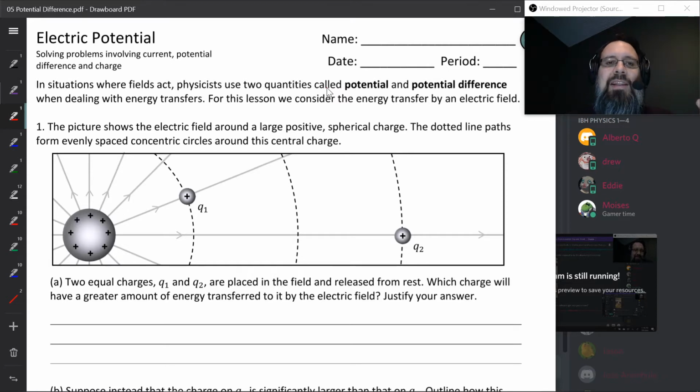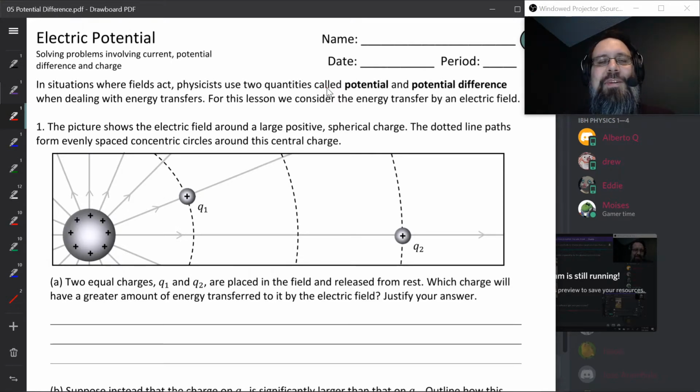Whenever we have fields, whether they're gravitational fields or electric fields, anytime you have fields acting, we always have two quantities that we talk about in physics. We talk about potential and we talk about potential difference. You might remember this because we had something called potential. Where did we hear that before as it relates to energy? Do you guys remember? Potential energy, exactly.